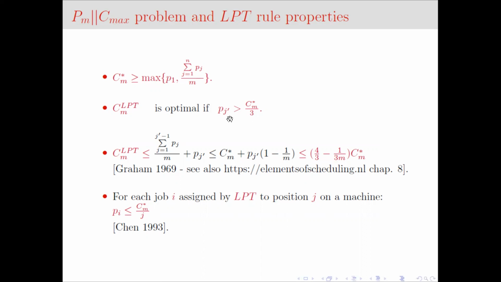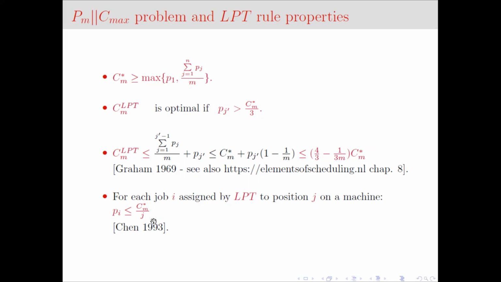So this implies that in our formulation, if LPT is not optimal, we can assume that Pj' is smaller or equal than Cm* divided by 3. This is another inequality. Graham in 69 provided the approximation ratio by showing that LPT actually has this value of the approximation ratio. And our goal is to see if we can improve it somehow by working on it.